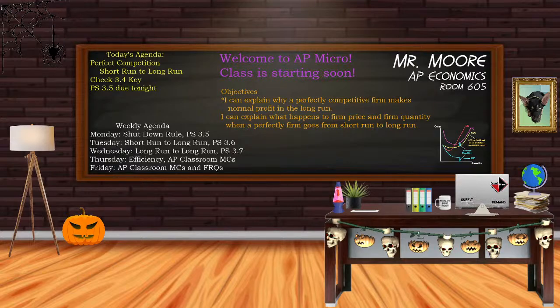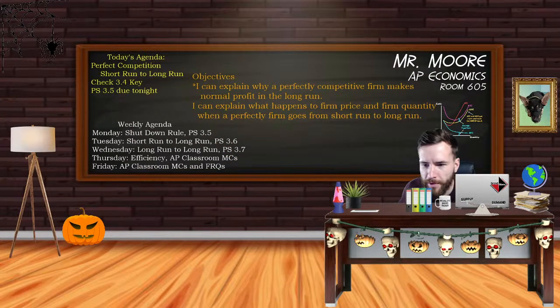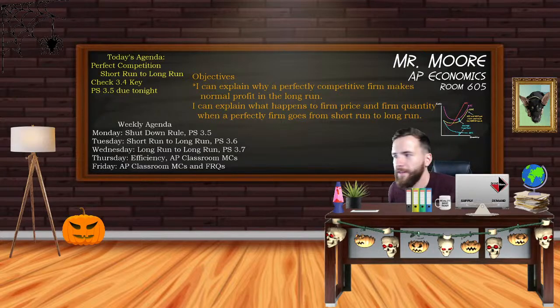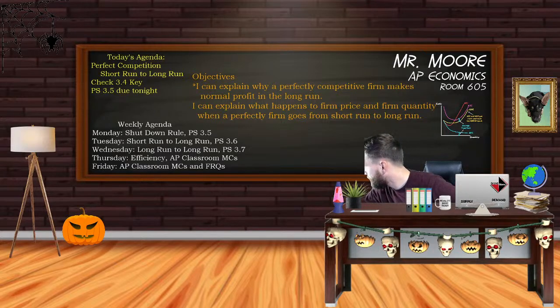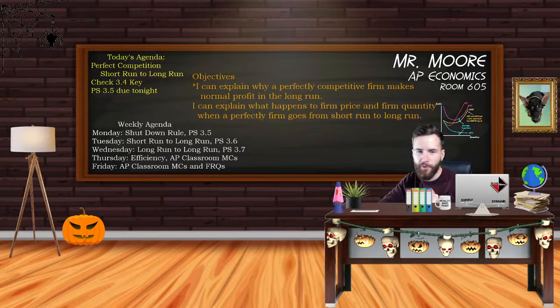AP Microeconomics Perfect Competition. Come on, people. Let's go. How's everyone doing out there? That's right. What is up, people? Jenna's hype. She's ready to go. All right, people. I'm doing great, Jenna. Thank you for asking. I appreciate it. All right, people. What do we need to do today?